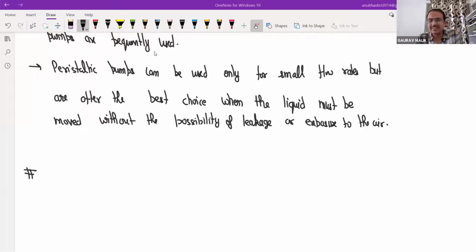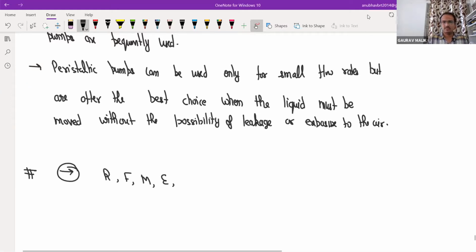So your fluid mechanics is just about to finish, except one topic. Tomorrow your homework is today. We have 5 numbers: Reynolds number, Froude number, Mach number, Euler's number, and one more. Which one is left? Reynolds, Froude, Mach, Euler's, and Weber number. Is it clear?